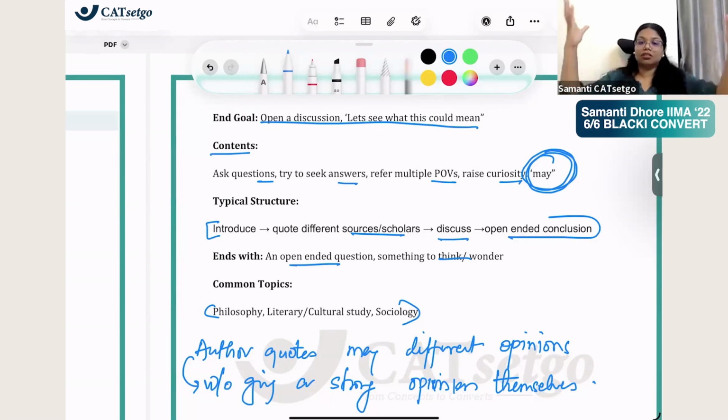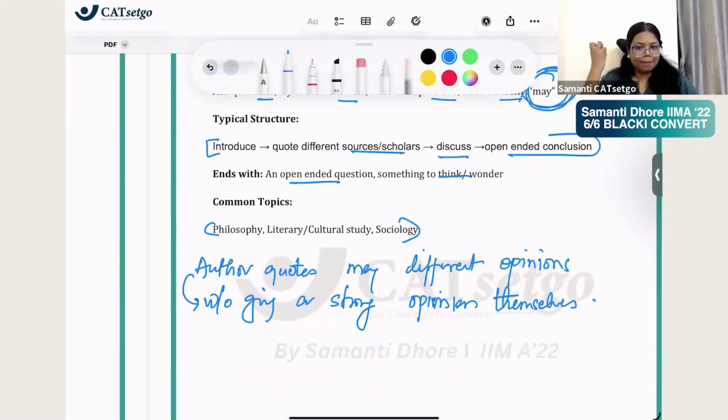Author just tells you this. But the author is giving it open-ended. What could it mean? This opinion is also right, but this could also have been true. We don't know what could be true. Only time will tell. That kind of ending, right? So these are exploratory passages.